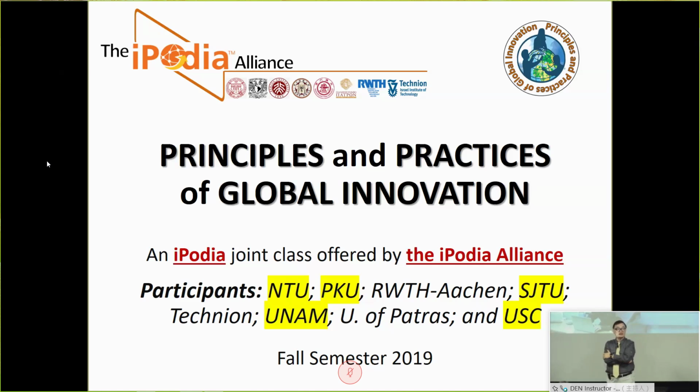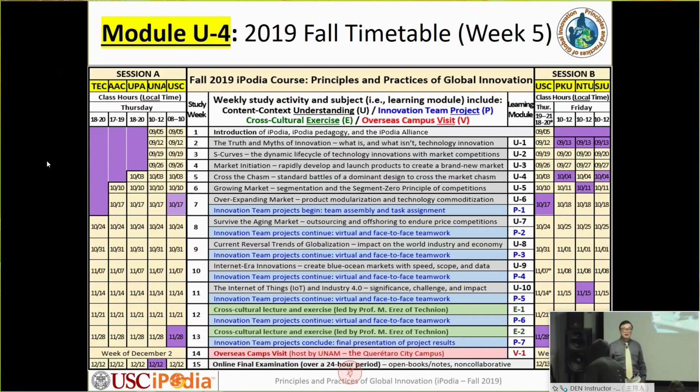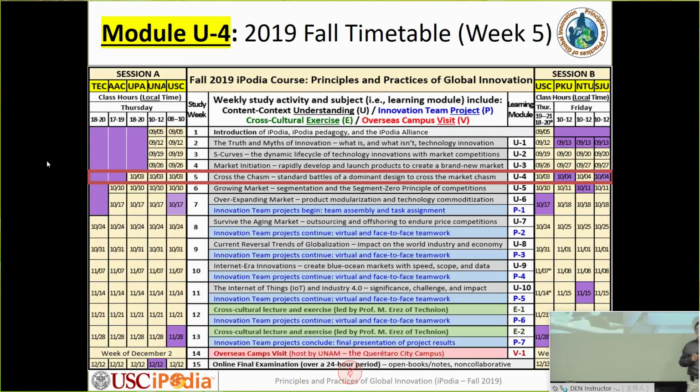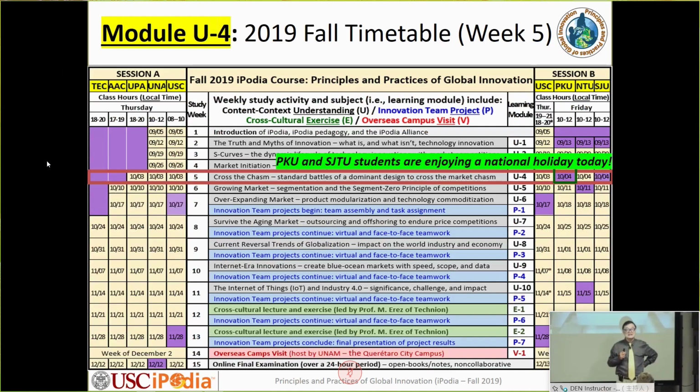Okay. I'd like to begin tonight's class. And tonight we have a much simpler connection. We have only 2 live classes, from Taiwan, from NTU, as well as from USC, because as you look at our timetable, we are moving to week number 5. We are now on module U4. In this week, both the students from Peking as well as from Shanghai are enjoying a national holiday, a major holiday break in China, so their students are not on campus, but we are making the WebEx available. I understand some of the students in China are still able to log into the WebEx and participate in this live class at home or from wherever they are.